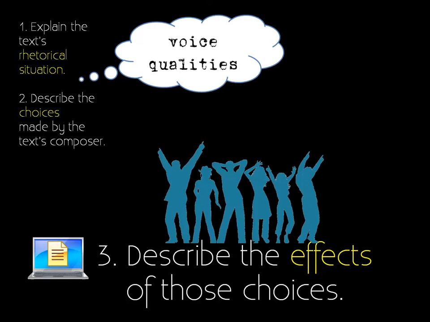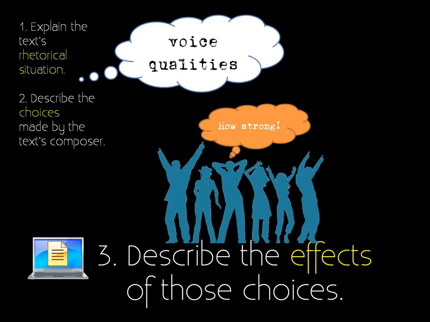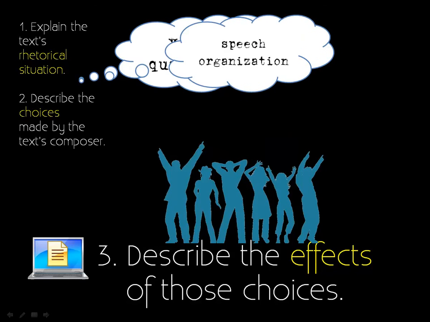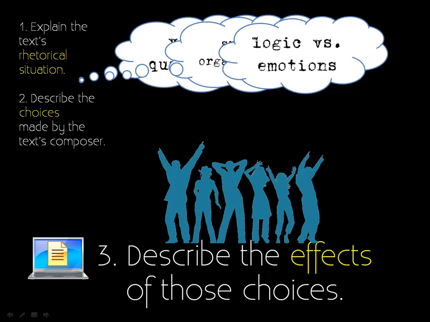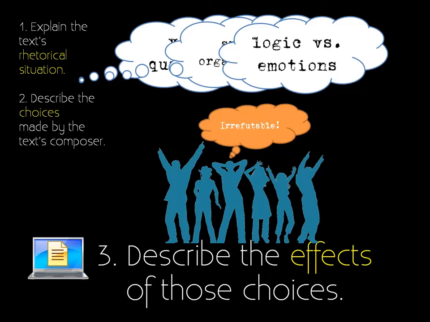So when she makes the choice to make her voice sound a certain way, I might think, you know what, that decision might have a really positive effect on an audience. And I think, well, she also made a decision about how to organize things, and that might have had more of a negative effect on certain people in the audience. And then when she made another choice about how much to use logic and how much to use emotions, that might have worked really well for some people.